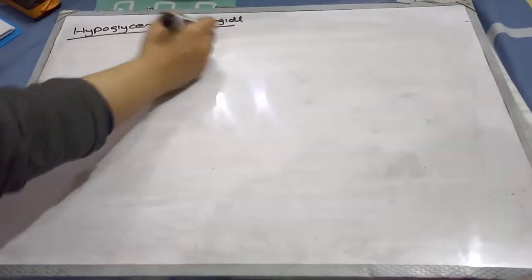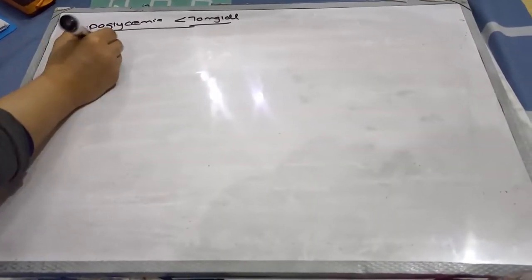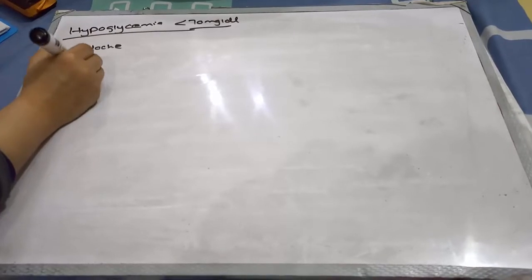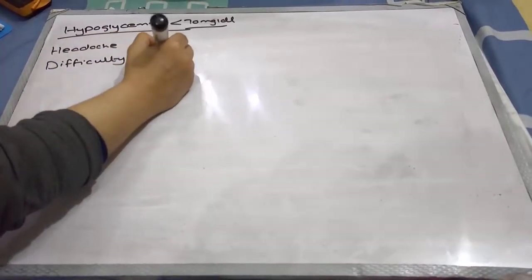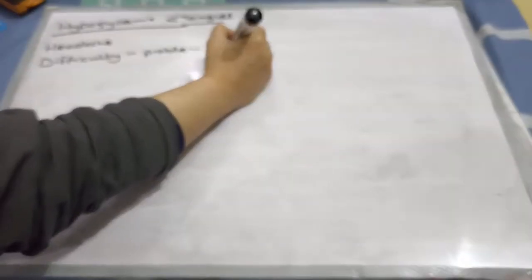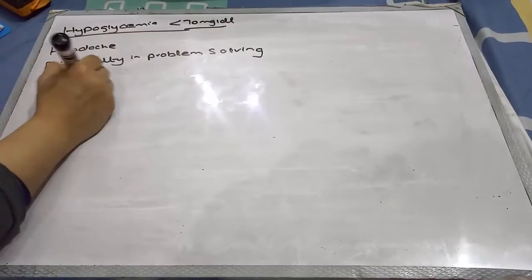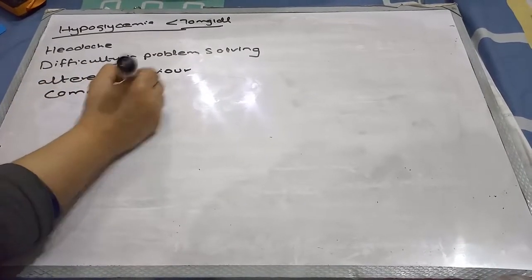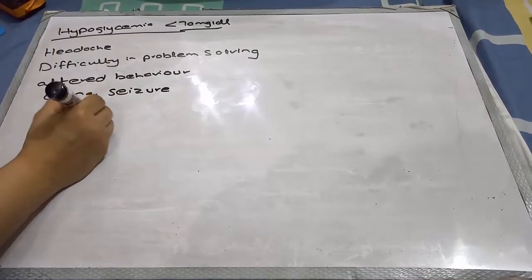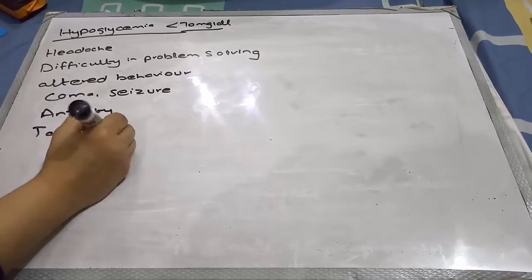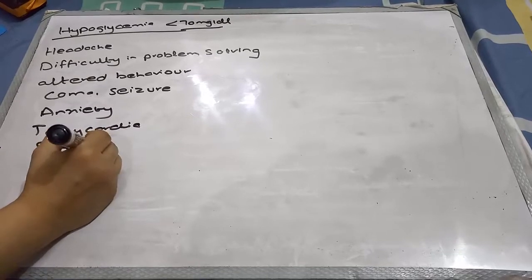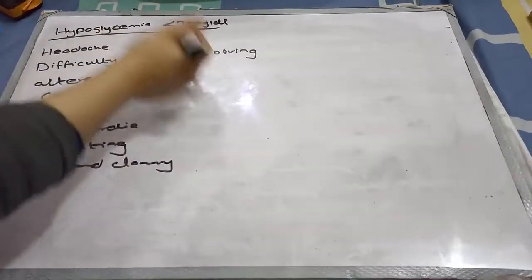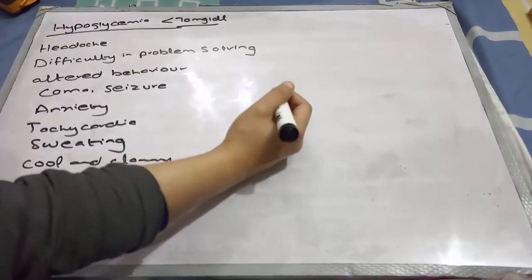So what are the signs and symptoms of hypoglycemia? It will include headache. If you have a low blood glucose level, you will probably have headache, difficulty in problem solving, disturbed or altered behavior, coma, seizures, anxiety, tachycardia, sweating, and skin that is cool and clammy. So obviously, if any person has a low blood glucose level, what would you do? You will give glucose to the person.